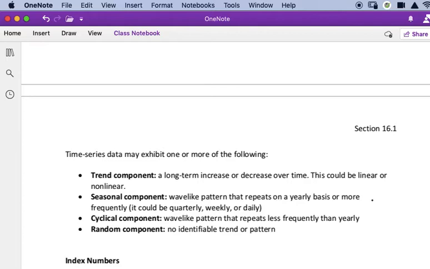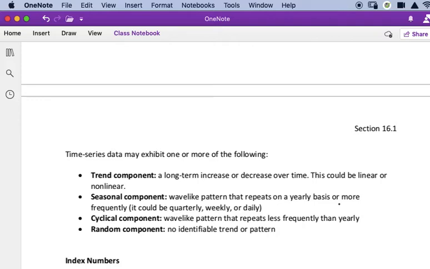frequently. So it could be a quarterly pattern, it could be a weekly pattern, or it could be a daily pattern. So something like toy sales, you would expect that to be highest around the holidays in December. If you have a restaurant, you might see their sales pattern on a weekly basis. Their sales might be highest on Saturdays. Or you could look at daily trends, like also in a restaurant. There are certain times of day where the restaurant might be busiest, and other times of day where the restaurant is less busy. So those would all be considered seasonal components.